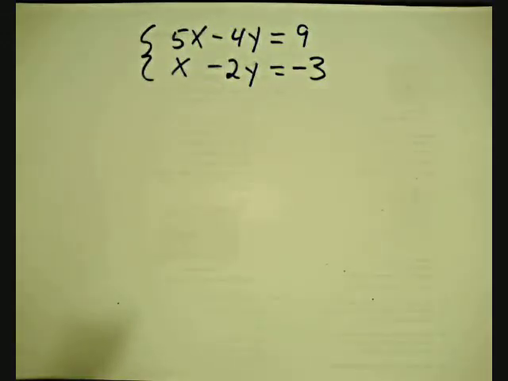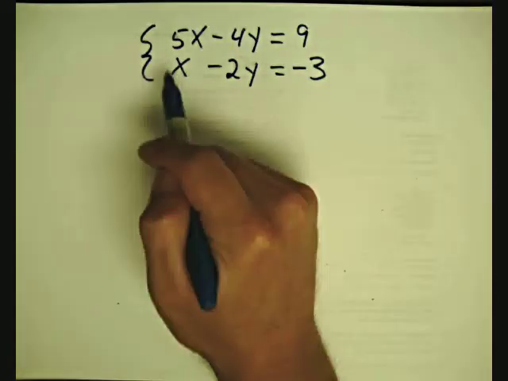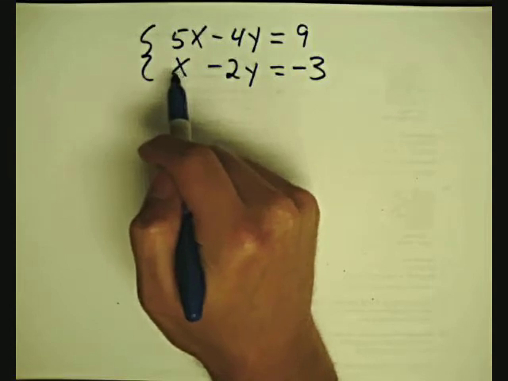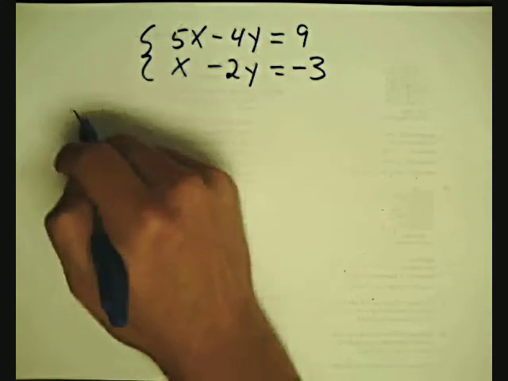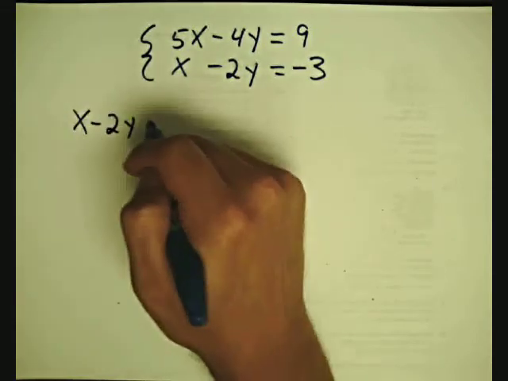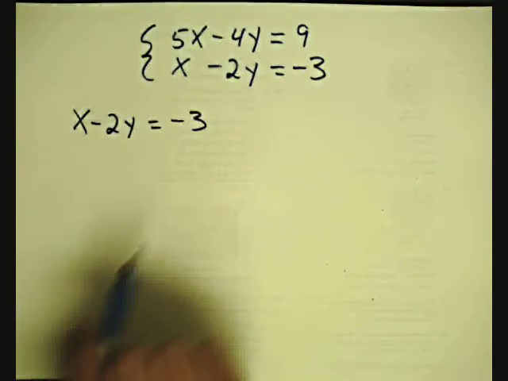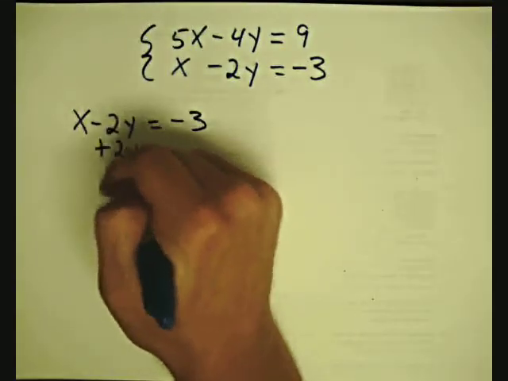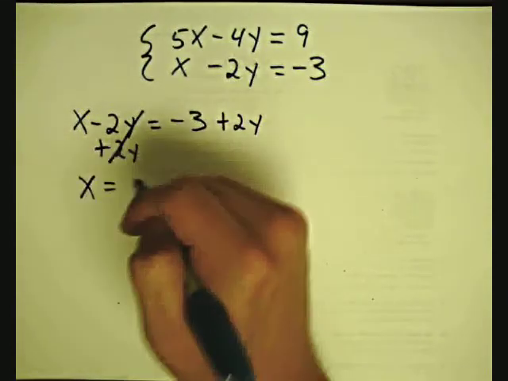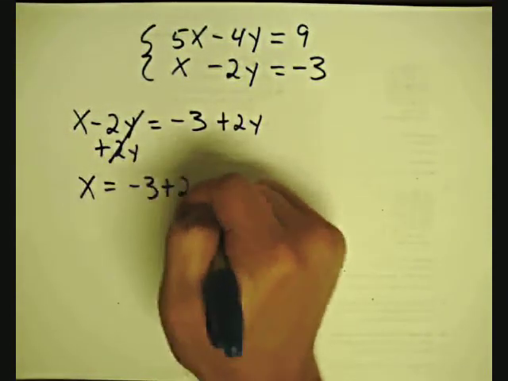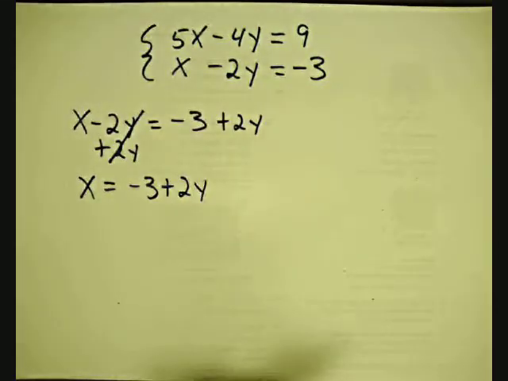From there you want to look at, is there a variable that is easy to solve for? Meaning, does one of my variables not have a coefficient? And the answer is yes on this one. X is just an x, so that would be the easiest variable to solve for. So step one, let's take this equation, x minus 2y equals -3, and solve this for x by adding 2y. So we get x equals -3 plus 2y, or in other words, 2y minus 3.